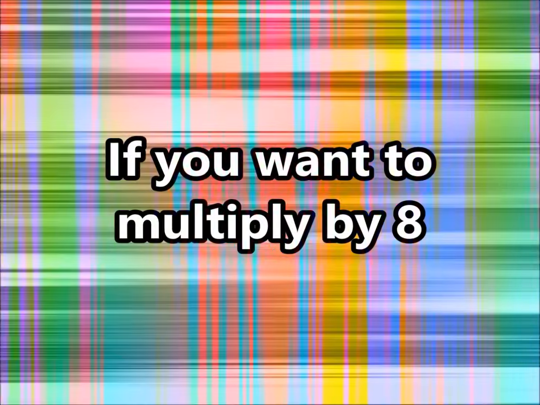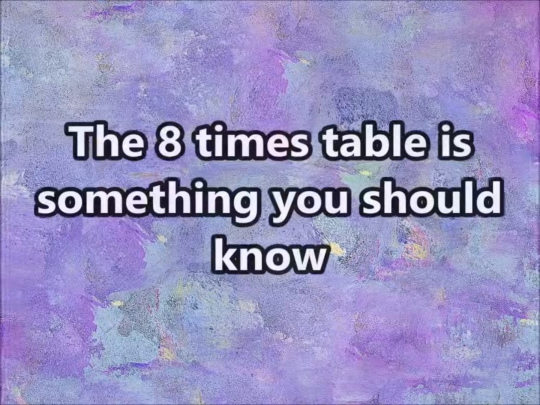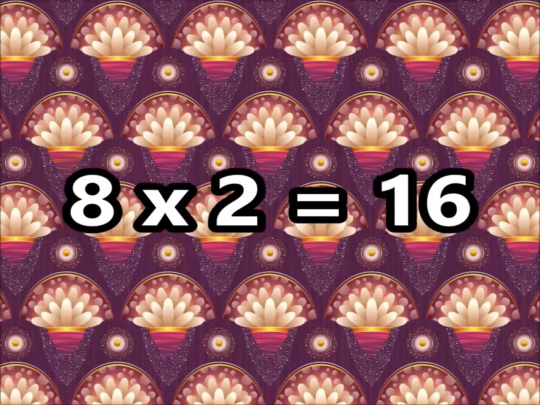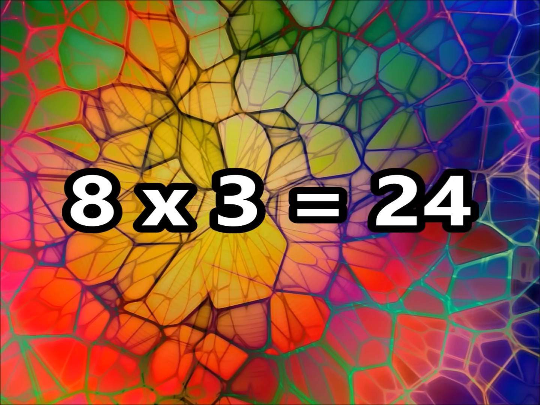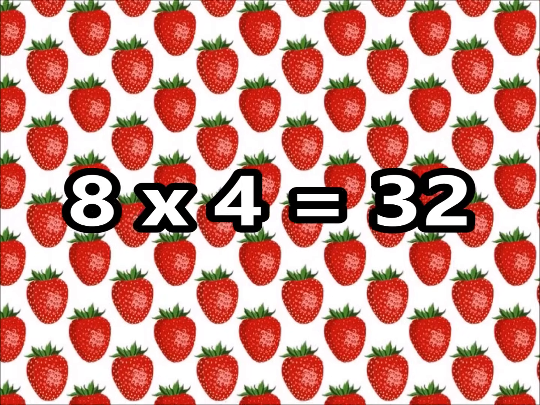If you want to multiply by 8, here's a cool little song to help you get it straight. The 8 times table, something you should know. Multiply with us. Are you ready? Let's go. 8 times 1 is 8. 8 times 2 is 16. 8 times 3 is 24. 8 times 4 is 32.